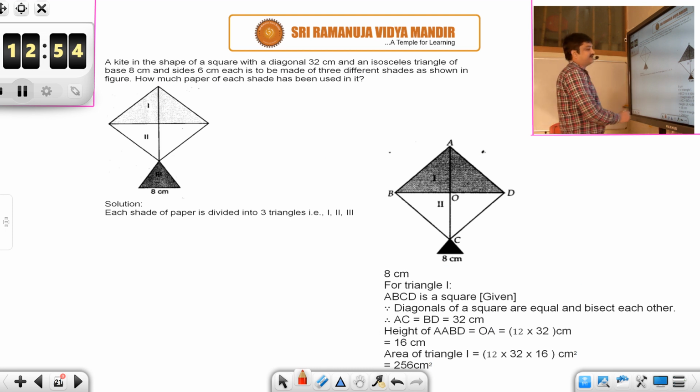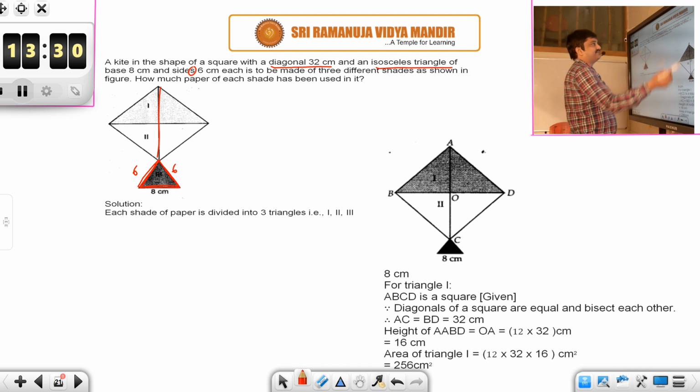A kite in the shape of a square with a diagonal 32 centimeters, means you are given a square with a diagonal. Diagonal means what? You have been given the diagonal of the square, 32 centimeters, and an isosceles triangle of base. So here they are adding an isosceles triangle of base 8 centimeters and sides 6 centimeters. See here, sides 6 centimeters means the equal sides are 6 centimeters in dimension.